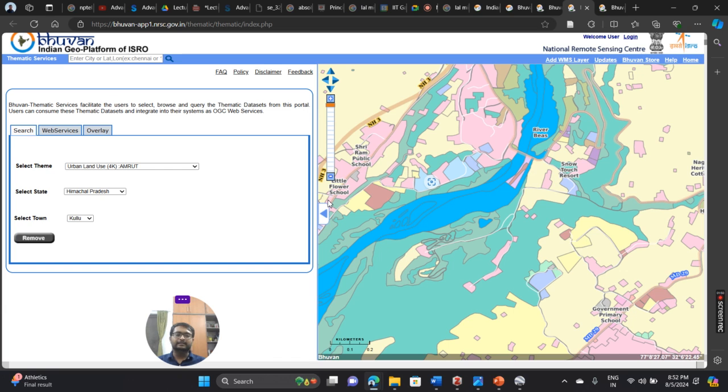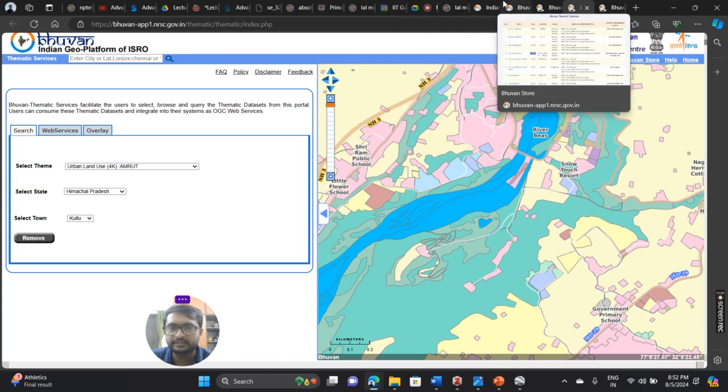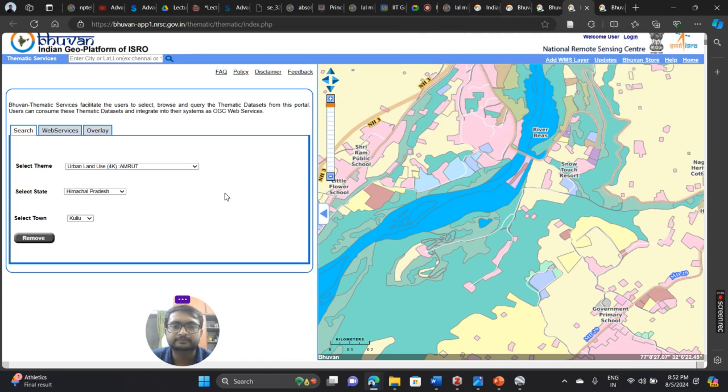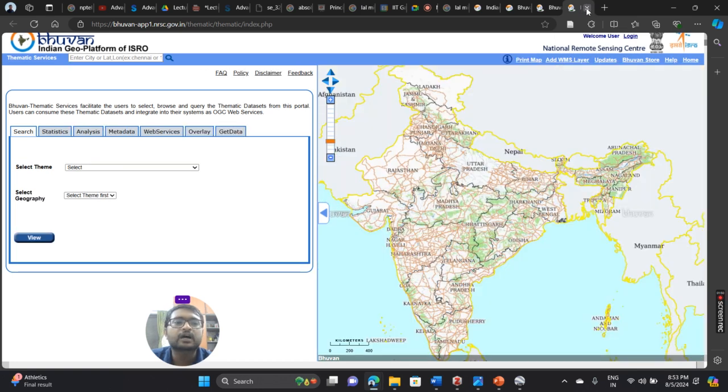So are you guys clear with the concept of this scale and the various geospatial data, how to relate it with the different scales and how to use it for various applications? Any doubt in this? No, sir. Okay. So now we will see some of the other products also.